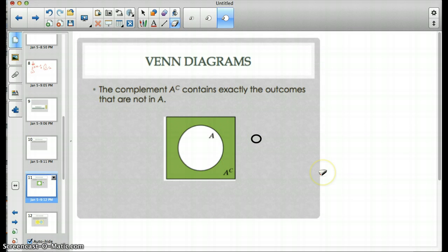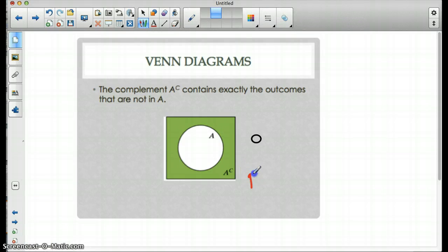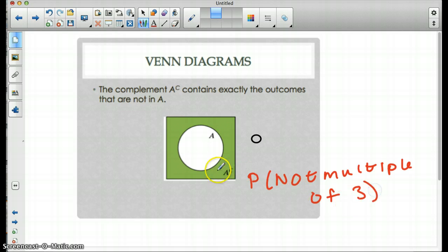If we needed to show a complement of an event in a Venn diagram, it would look much like this. To put it in terms of an actual example, let's go back to the probability of not a multiple of 3. There are 4 numbers on a die that are not multiples of 3, and there are 2 that are.